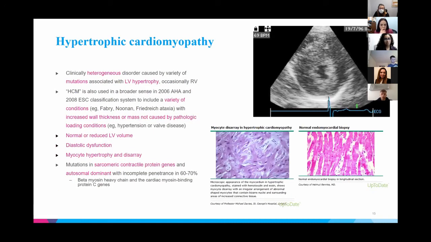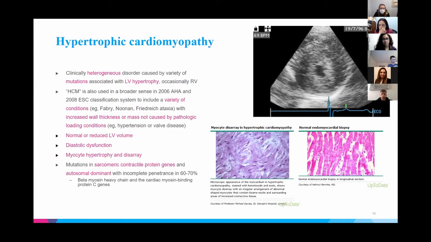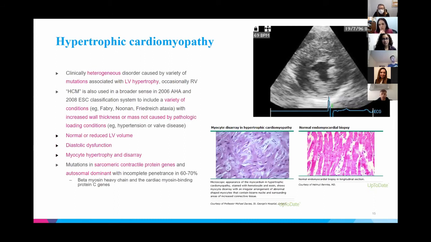So next we're going to talk. Sorry, this is just a question from one of our residents in the chat. She's asking, what would be the right terminology for cardiomyopathy from CAD?